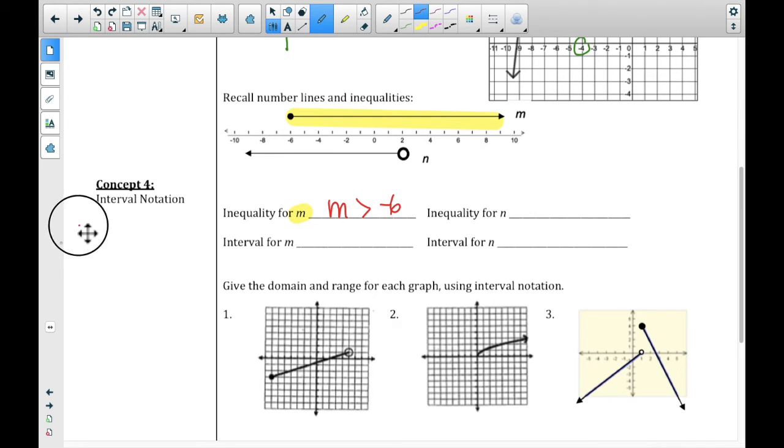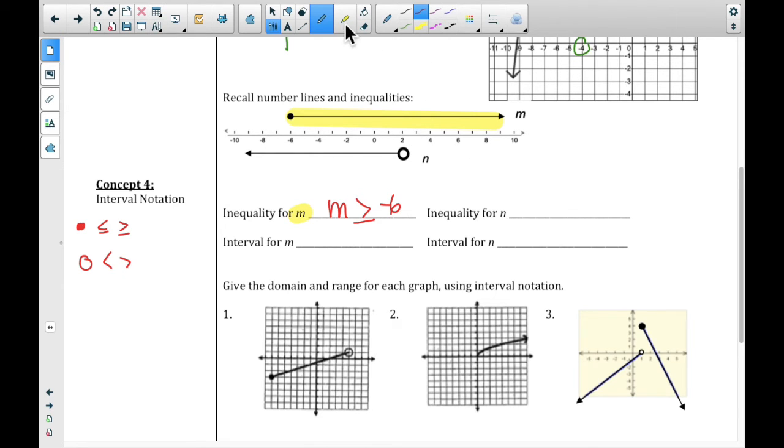Remember that if it is a solid dot, that actually has an equal to with it, whereas if it has an open dot, then there is no equal to. You should write this down because we're going to expand on this. So I had written greater than, but I should say greater than or equal to. M is greater than or equal to negative 6.